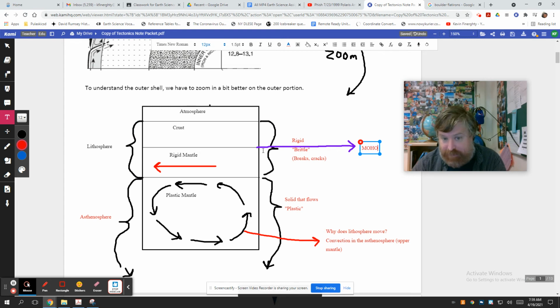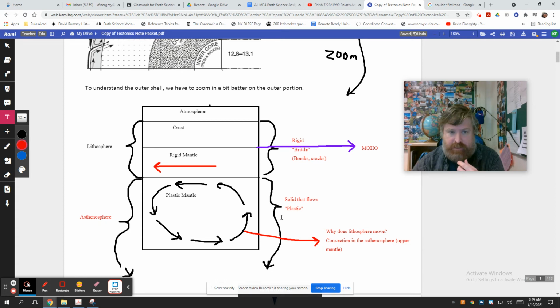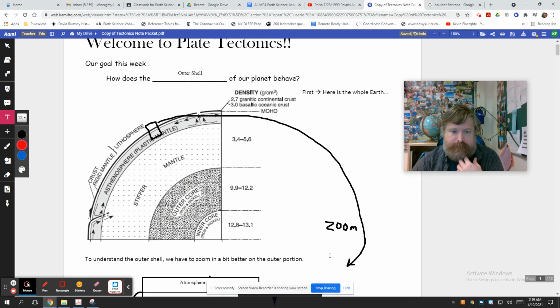So you can consider chemically everything below the MOHO as mantle, everything above it as crust. But then again, behaviorally, which is more important for tectonics, lithosphere, asthenosphere. And of course, this is ignoring the core. We're not worried about that because we're talking about near-surface stuff that's going on. We'll worry about the core another time.